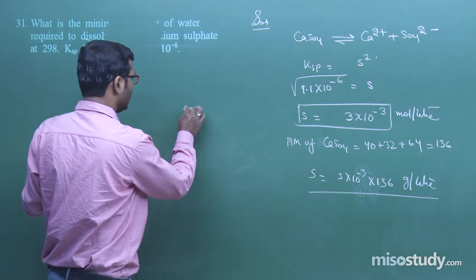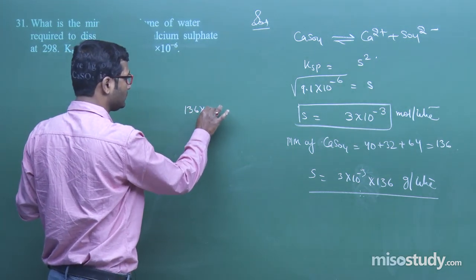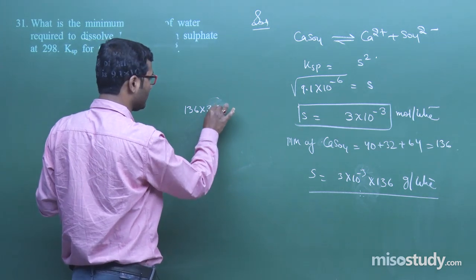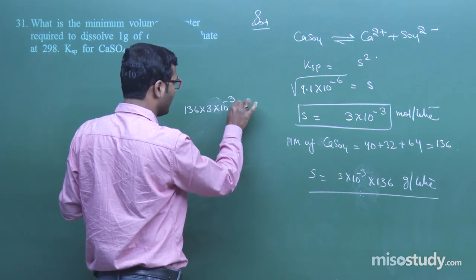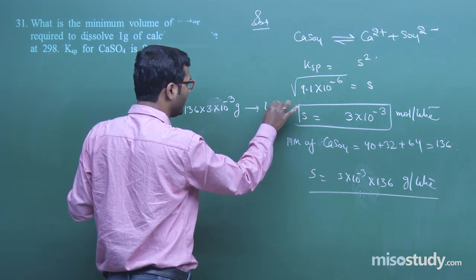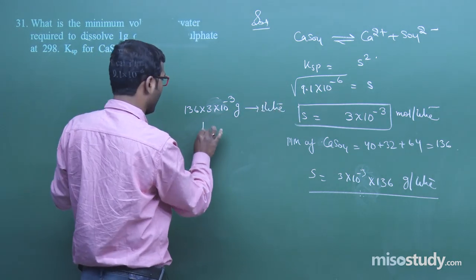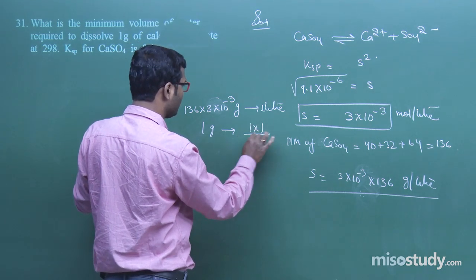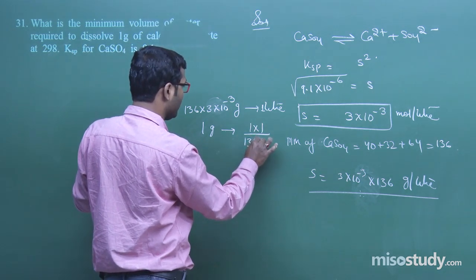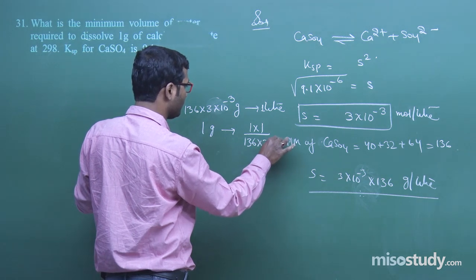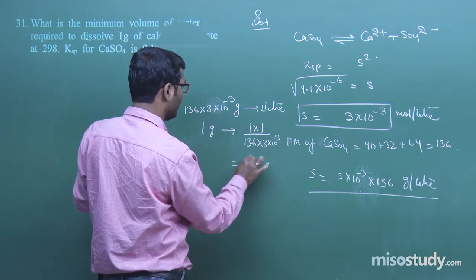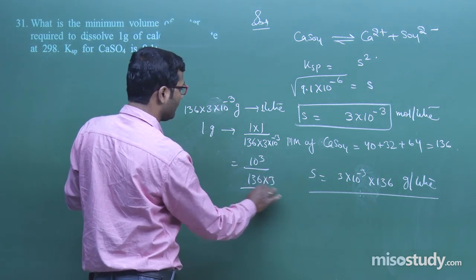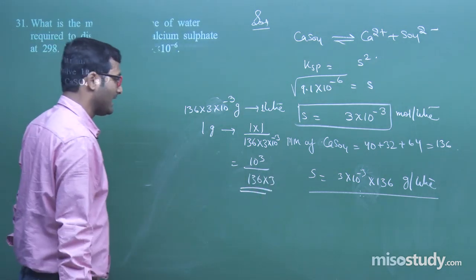136 into 3 multiplied by 10 to the power minus 3 gram is present in 1 liter, and you have 1 gram. So 1 gram will be present in 1 divided by 136 into 3 into 10 to the power minus 3. That will be equal to 10 to the power 3 divided by 136 into 3. If you solve this one, you can get the answer easily.